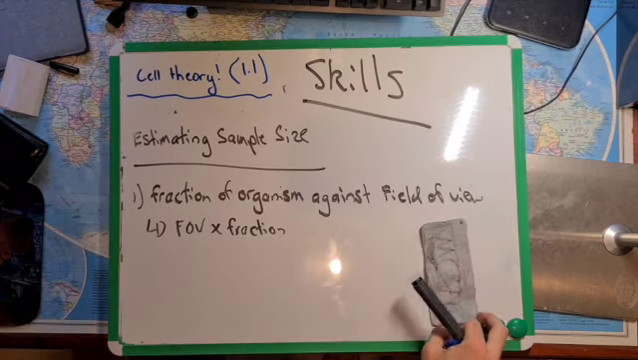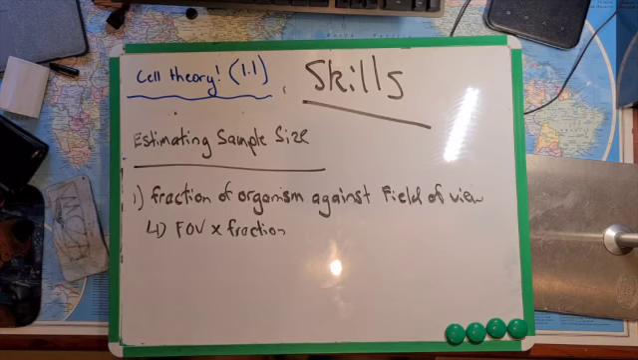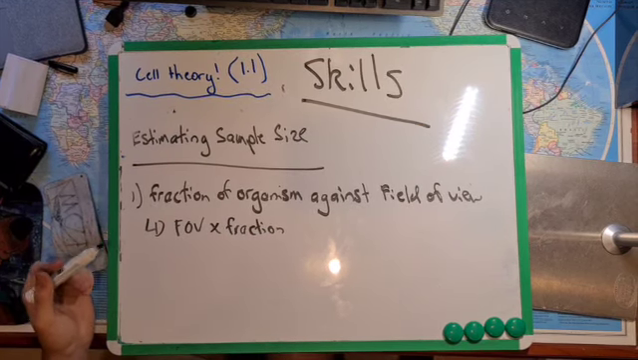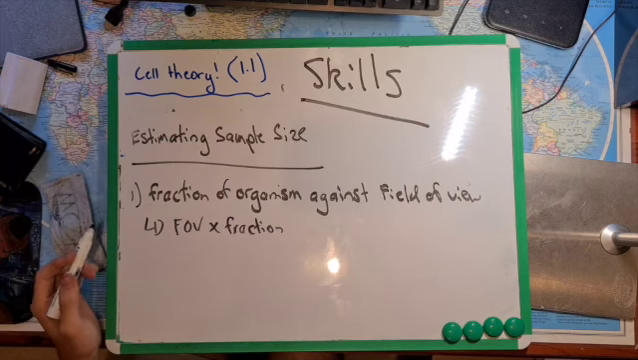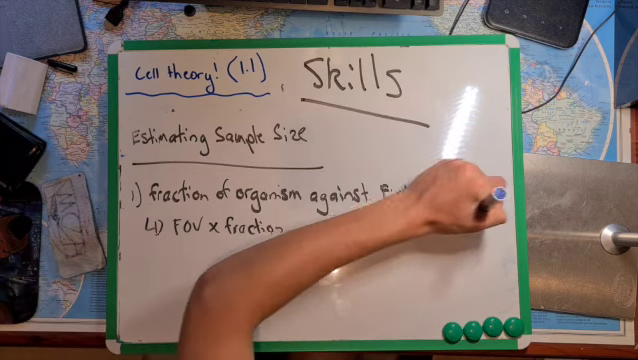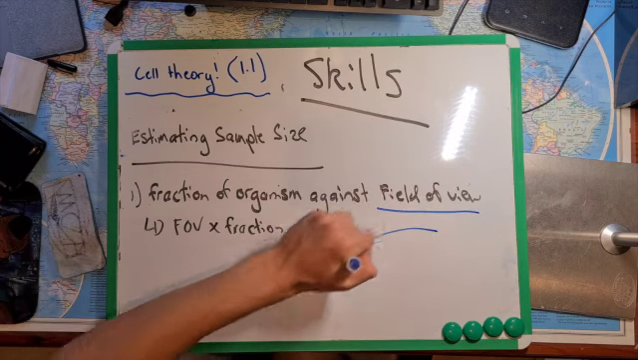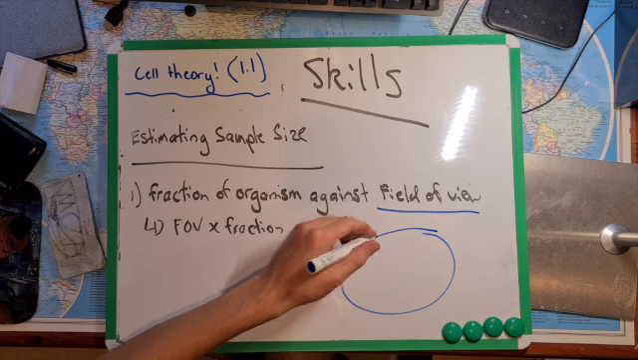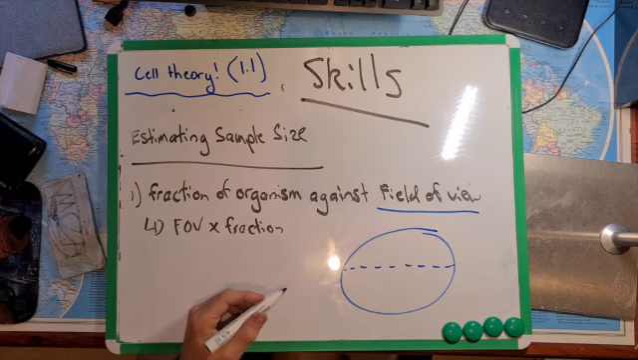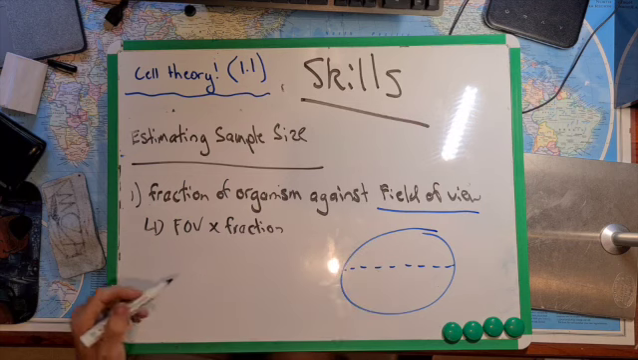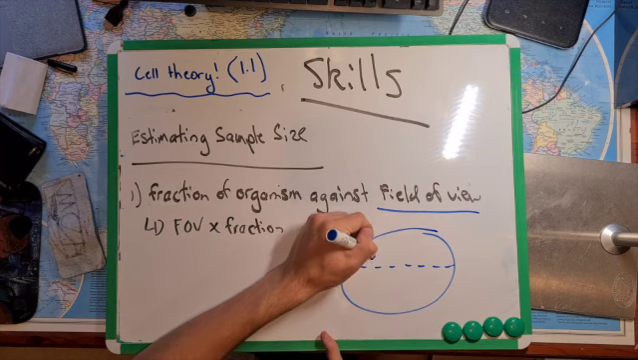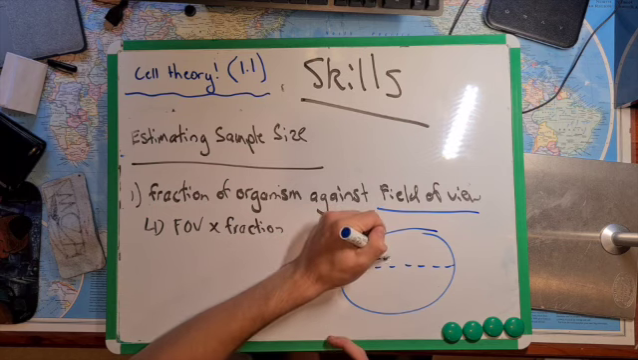A second important skill is to estimate a sample size when you're given an image of an organism or something similar under the view of a microscope. To do this, we first have to know the field of view, which, if this is a microscope image, is the diameter of such image. So as an example, let's say the diameter is 400 micrometers.